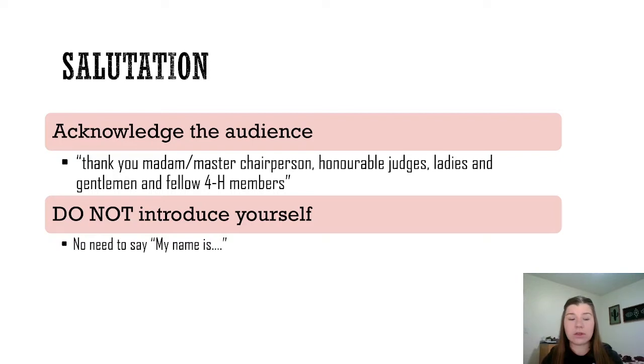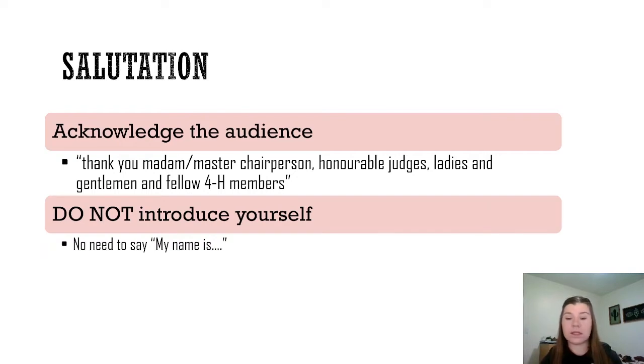One important thing that we need to remember in our salutation, and that I often see new 4-Hers do that maybe isn't the most correct thing, is introduce themselves. Within your salutation, you don't need to introduce yourself, since that is what the chairperson has come today to do. Your chairperson will tell the judges and the audience your name and what your speech title is. So there's no need for you to reiterate that.